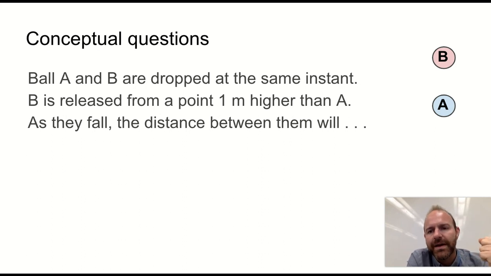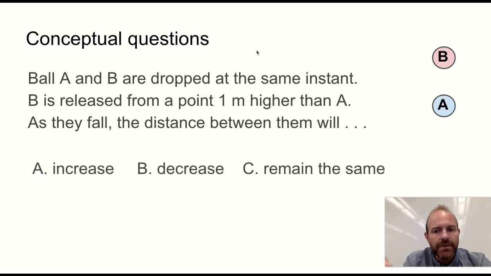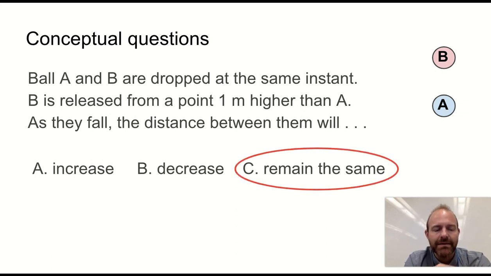So conceptually, we might think about this. If you drop balls A and B at the same time, and let them free fall, one is 1 meter above the other. What will happen to the distance between them as they fall? Will it increase, decrease, or remain the same? Well, the initial velocity relative to each other is 0, and the acceleration relative to each other is 0 as well. So their velocities will never increase relative to each other. So the spacing between them will remain the same.